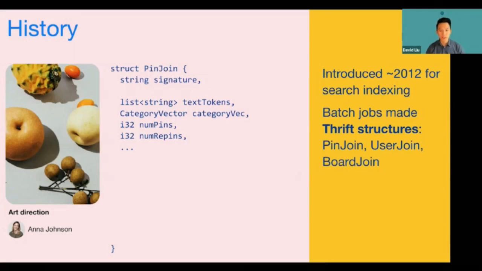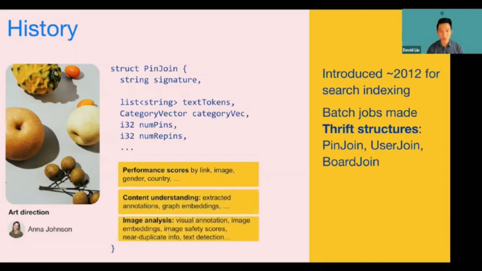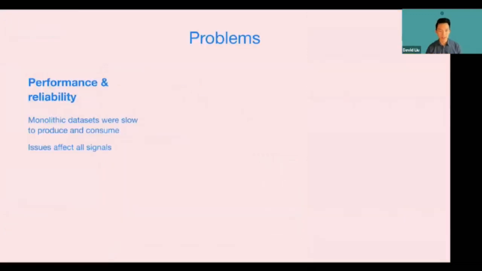People kept adding signals over time, like pin performance history, our content understanding, and image analysis. They added lots of versions of these signals over the years as well. So the structure grew to thousands of fields in a really complex and deeply nested structure. So this introduced a lot of problems over time with these monolithic data sets.